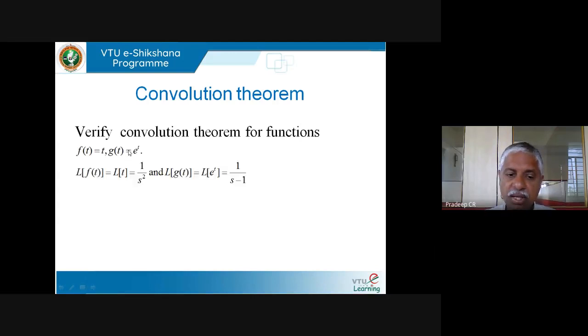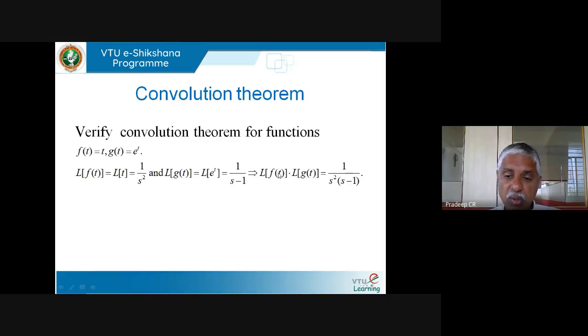That means what? First I'll have to find Laplace of f. I want to find Laplace of g. Both are pretty straightforward. L of f(t) is 1 by s square. Similarly, Laplace of g(t) is 1 by s minus 1 because g(t) is e power t. We have seen that Laplace of e power at is 1 by s minus a. So here a is 1. So Laplace of t is 1 by s square. Laplace of e power t is 1 by s minus 1.